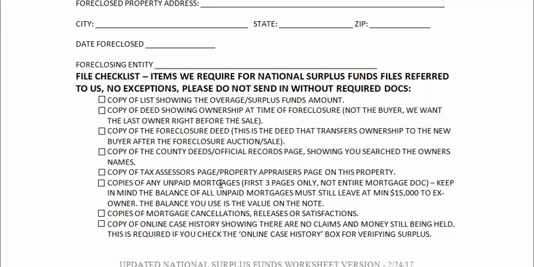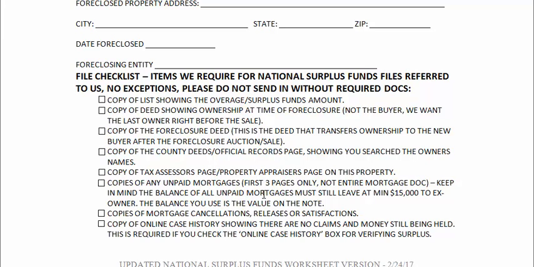Copy of any unpaid mortgages, the first 3 pages only, guys. Keep in mind the balance of all unpaid mortgages must still leave, at minimum, $15,000 to the ex-owner. So if there's $60,000 in overage, but there's a $50,000 mortgage, right? A mortgage that's owed $50,000 only leaves 10. We're not going to take it.